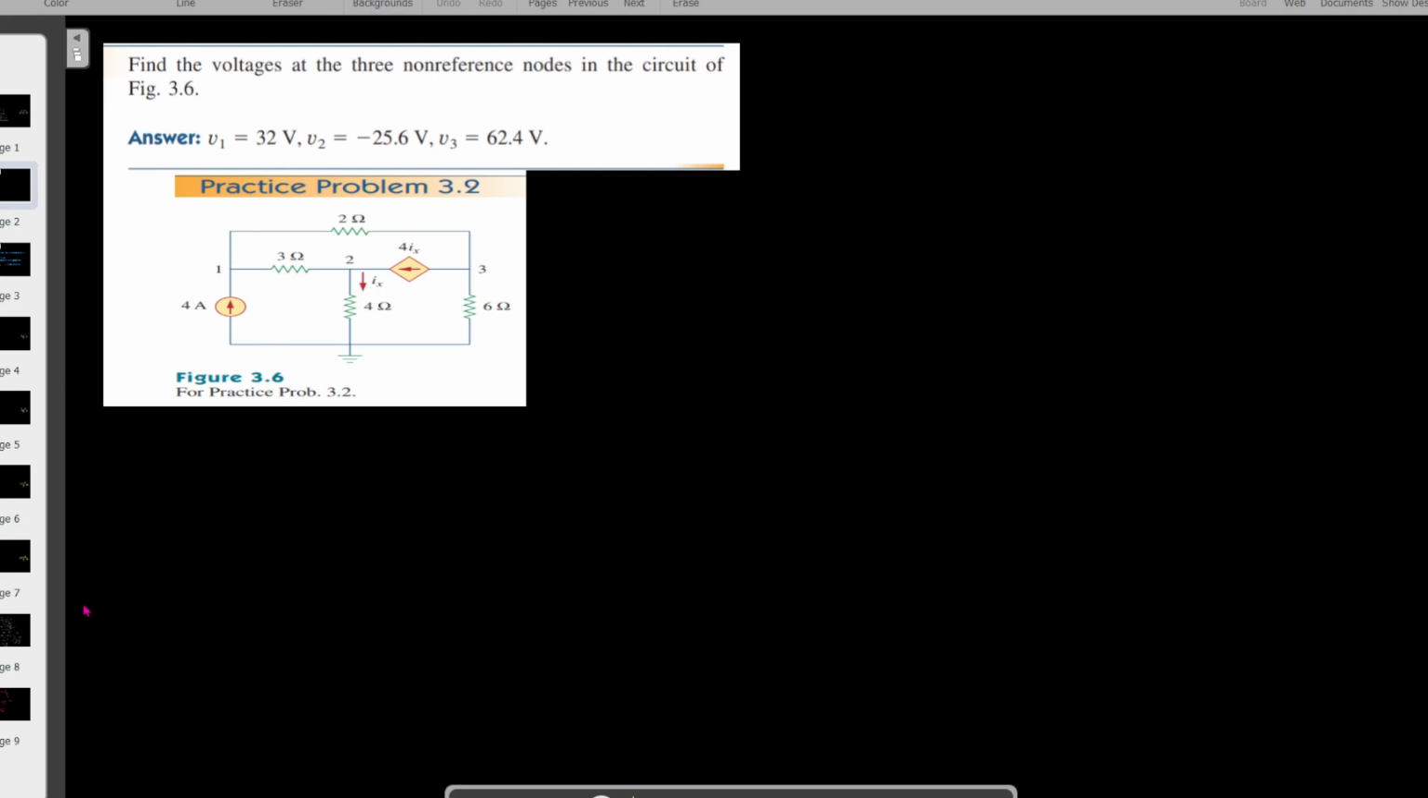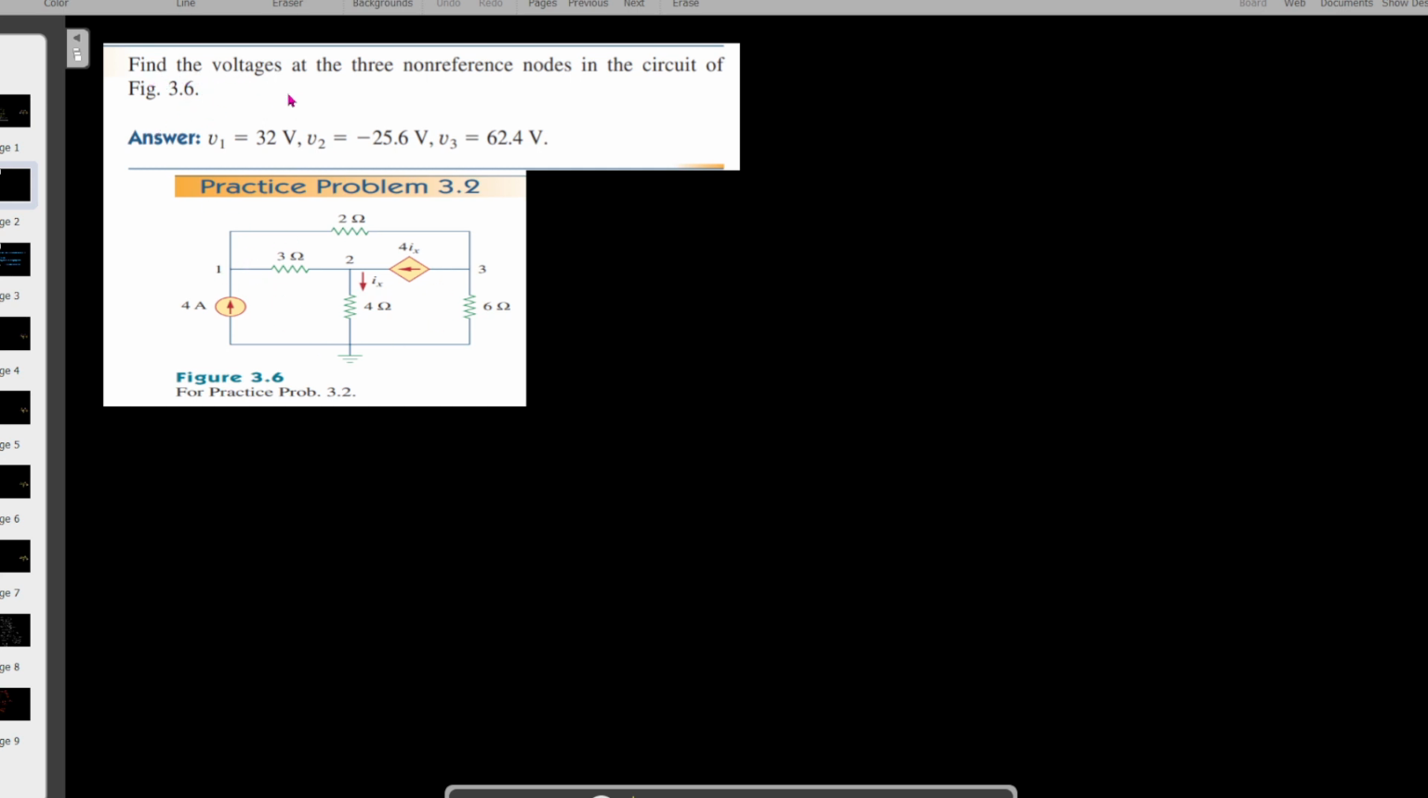So, good morning, everybody. Today we are going to solve one practice problem, that is 3.2 from the third chapter of Fundamentals of Electric Circuits by Alexander Sadiku. So, now we'll solve this. Before solving this, we'll analyze the circuit.